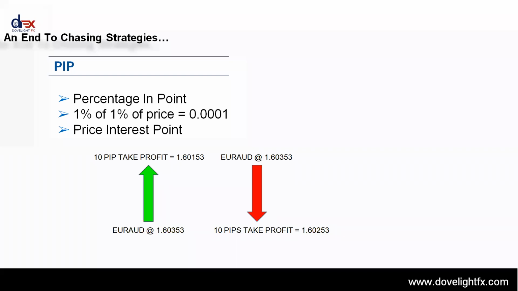I would like this class to be interactive. It's for us to simply add up this 1.60353 to 0.0001. It's already calculated. There's a way they got this, but I've just told you that the 1% of 1% of price is equal to our pip, which is a percentage, in points. Okay, I can see answers flowing in already. Yes, Samuel Dixon, you got it right.